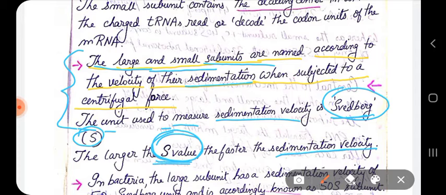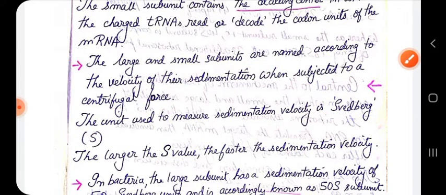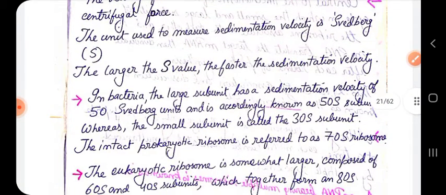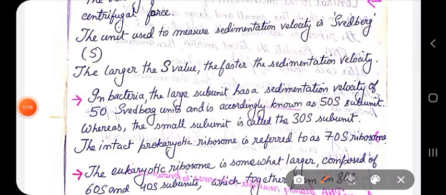There is one more thing about this Swedberg unit. If you go in depth about this Swedberg unit later on, you will find that it has more mathematical derivations related to how they get separated and how they are calculated. But up to this point, you just have to understand that S is the Swedberg unit, and Swedberg unit is a unit used to measure the sedimentation velocity, right?